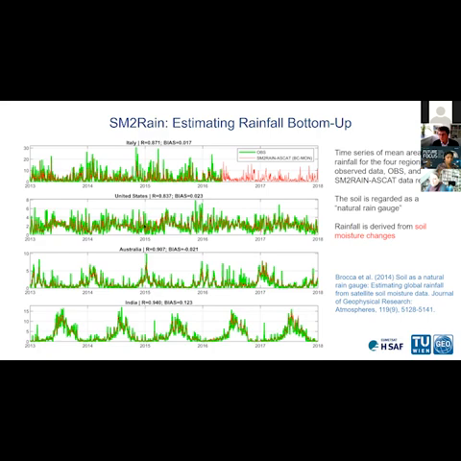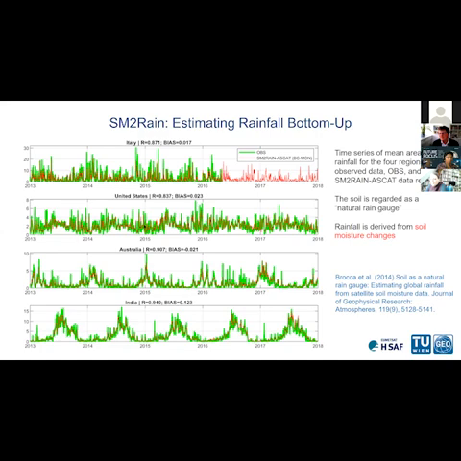So the method itself becomes significantly better if you have several satellites in orbit, so that if you have A, B, and C, the retrievals with the so-called SM2Rain method are significantly better than just using one satellite.